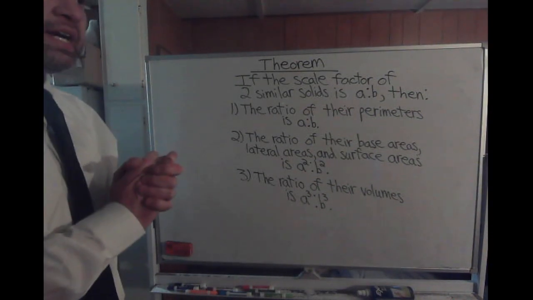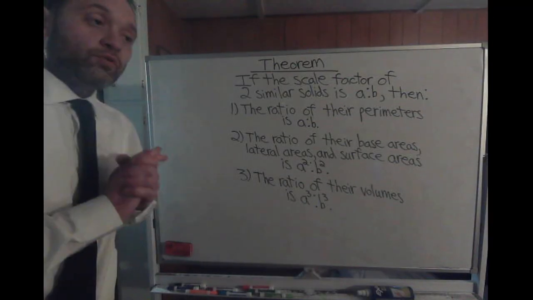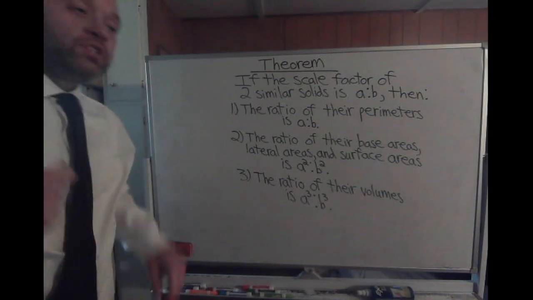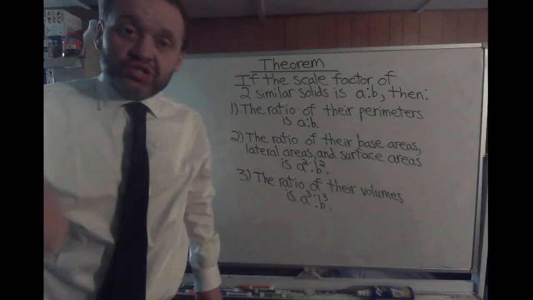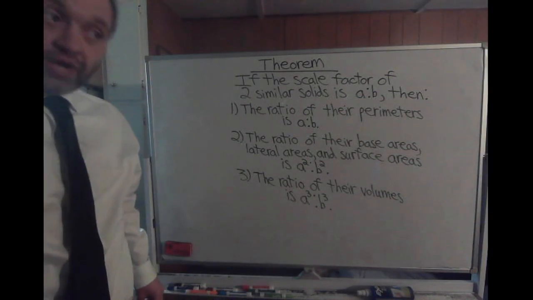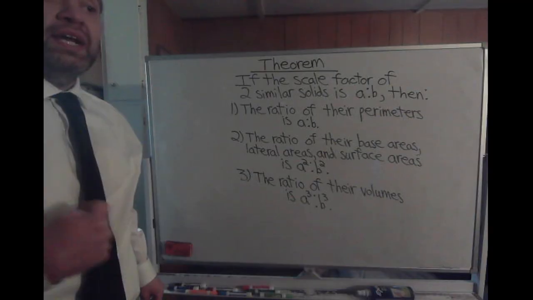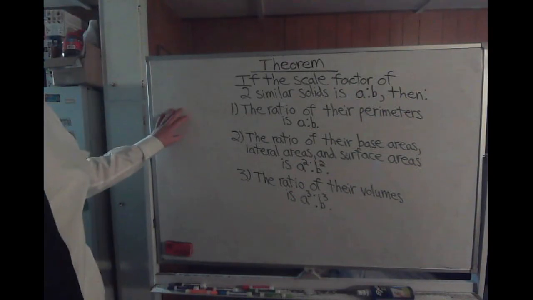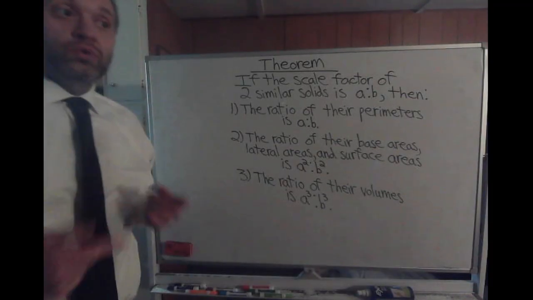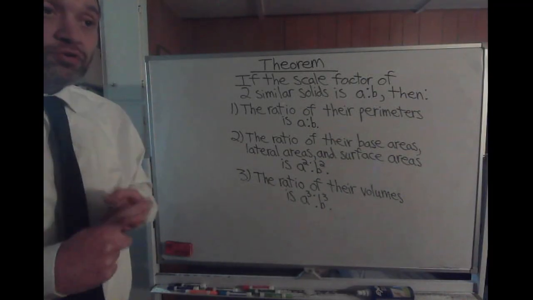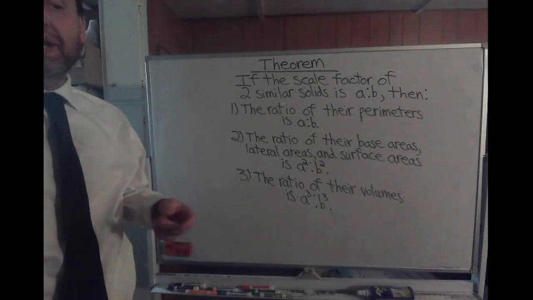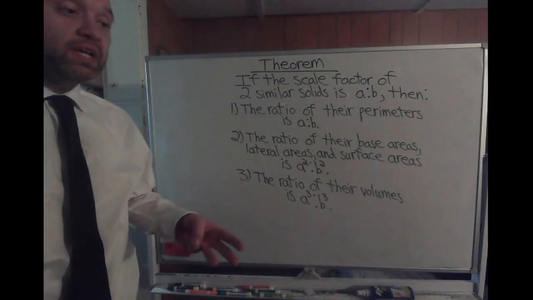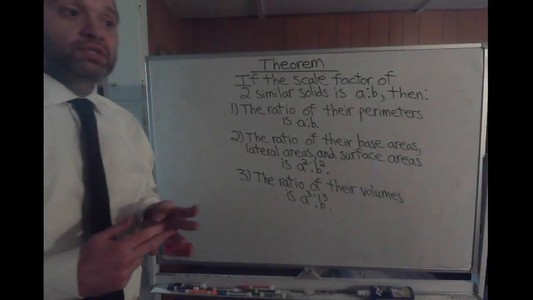So today we are going to talk about ratios of areas and volumes. When we were on the 2D geometry unit, we talked about ratios of perimeters and areas. This lesson is sort of similar, but it brings in ratios of not only perimeters, but lateral areas, surface areas, and even volumes.